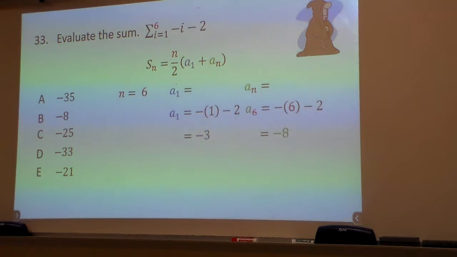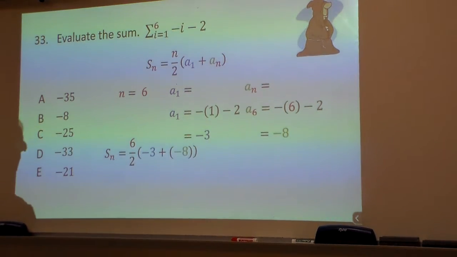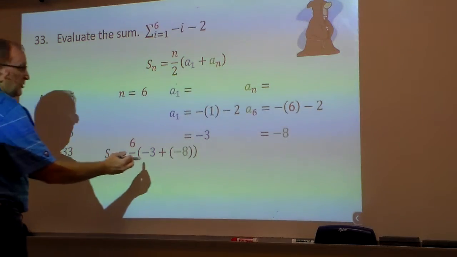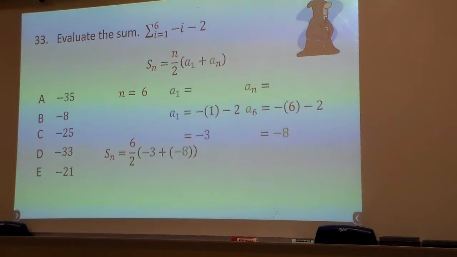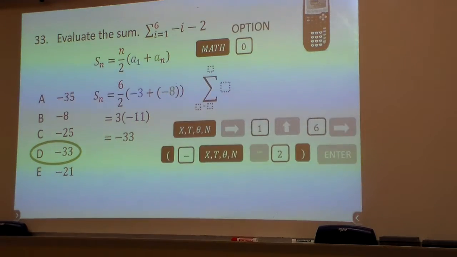There's my first and last term, number of terms. So I'm going to come over here, 6 divided by 2. And that's just negative 3 plus negative 8. That just shows my symbols will work out right. Which will make 3 times negative 11 or negative 33. The answer is negative 33. And if you want, here are my steps for the calculator.